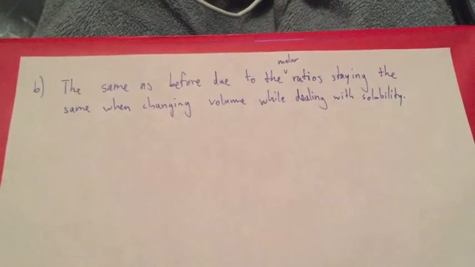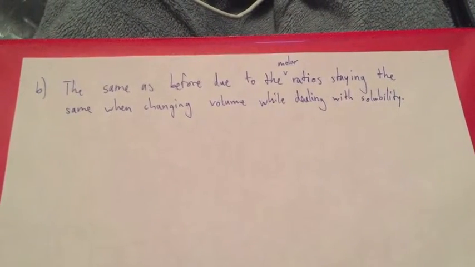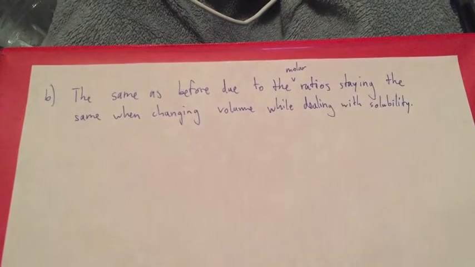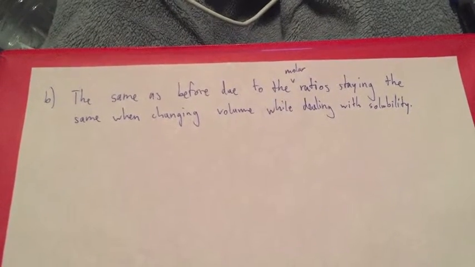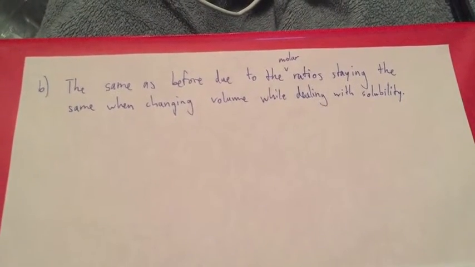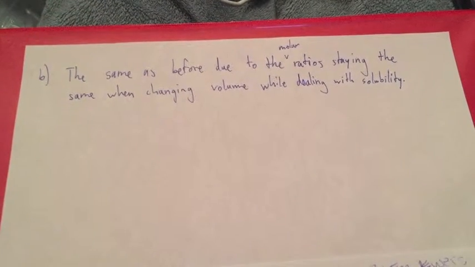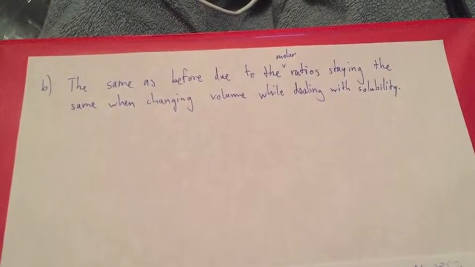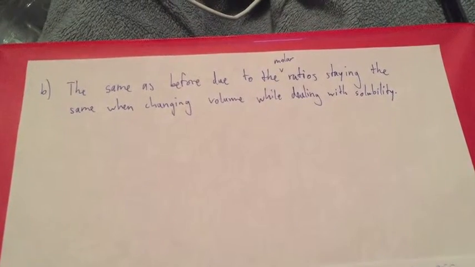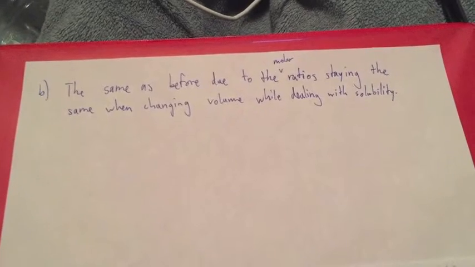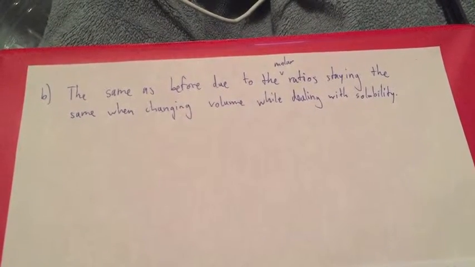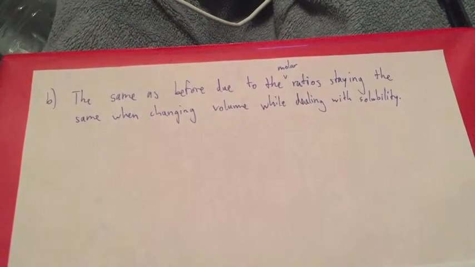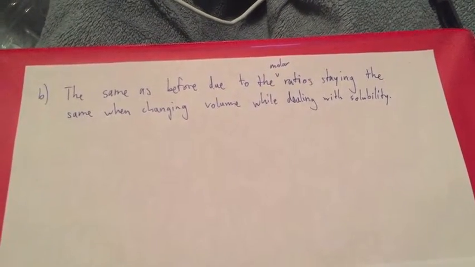In part B, we are asked what the molar concentrations of Pb2+ and I- would be in a solution of 2 liters instead of 1. We didn't learn this before the quiz, and I'm still kind of fuzzy on it, but my understanding was that it would be the same as before due to the molar ratios staying the same when changing volume while dealing with solubility or saturation. I'm really not too sure. I think this is correct.